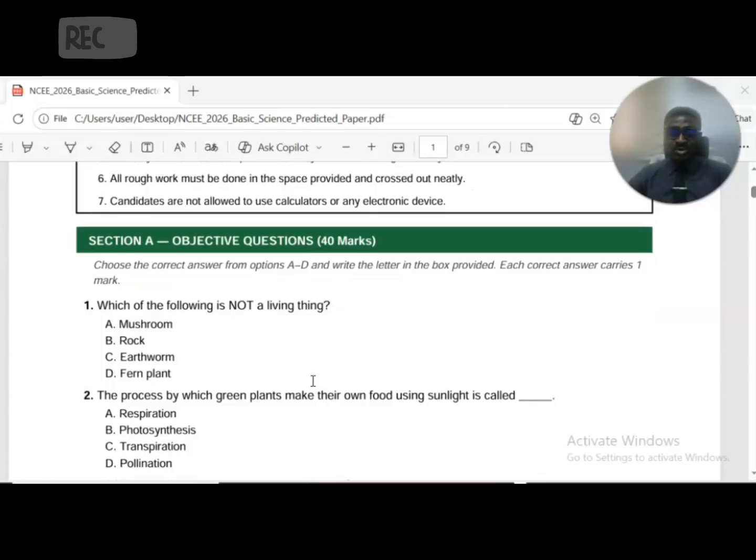Like I said earlier, I'm going to handle the first 20 so that the video clip will not be too heavy, and in subsequent videos, I'll make up for the remaining questions. All right, let's dive into it. Choose the correct answer from options A to D and write the letter in the box provided. Each correct answer carries 1 mark.